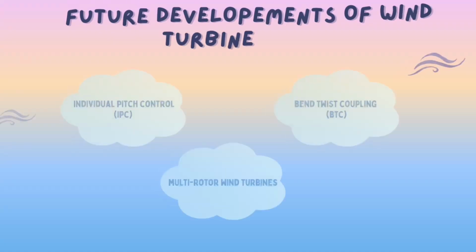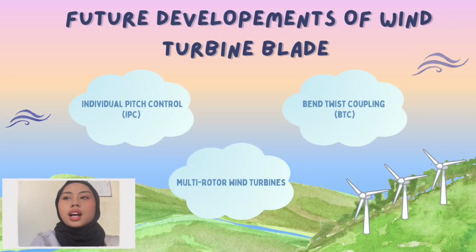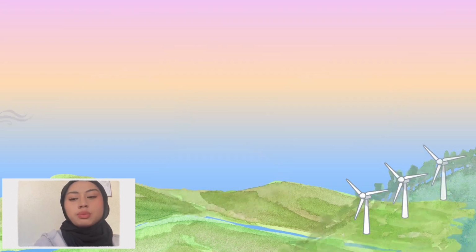Hi, I'm PHY380. I'm going to discuss future developments of wind turbine blades. There are 3 of them. First, individual pitch control (IPC), band twist coupling (BTC), and lastly, multi-rotor wind turbines.